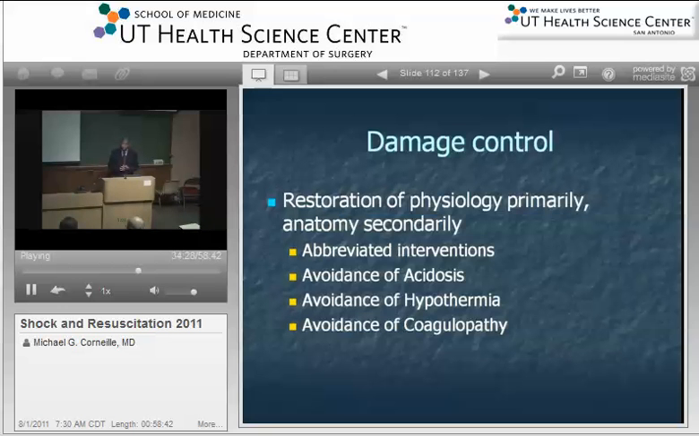suggests that those procedures should be brief, that control of hemorrhage should be paramount, but that once surgical bleeding is controlled, interventions to avoid acidosis, hypothermia, and coagulopathy actually take precedence. And there are numerous studies showing the mortality benefit of this approach.